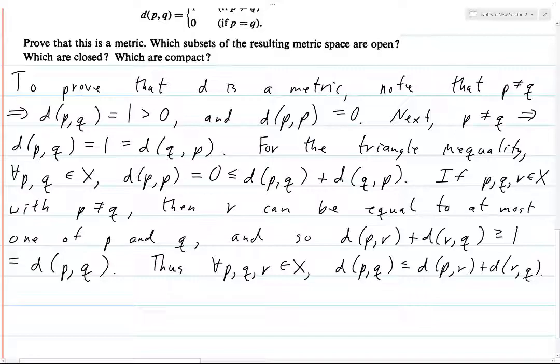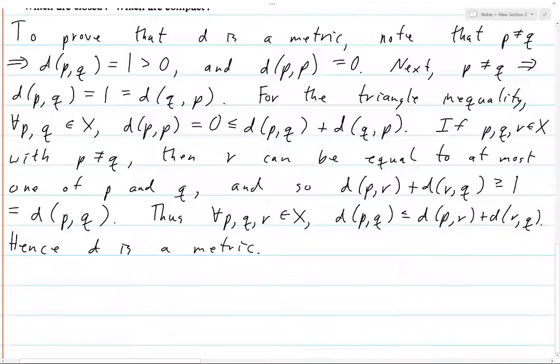And again here, what I meant was for the first part, in this final form that we see here, if P equals Q, then we know that the distance between P and Q is the distance between P and P, which is 0, which is less than or equal to the sum of these two things, because these two things are obviously going to be positive. So yeah. Hence, D is a metric. Okay, so which subsets are open?